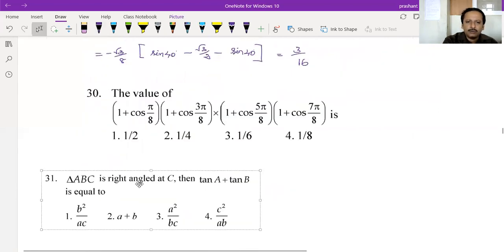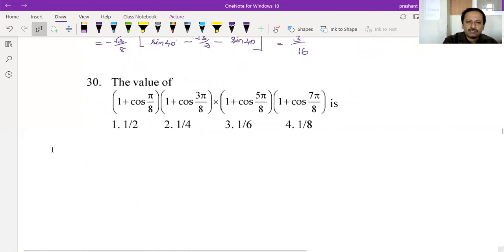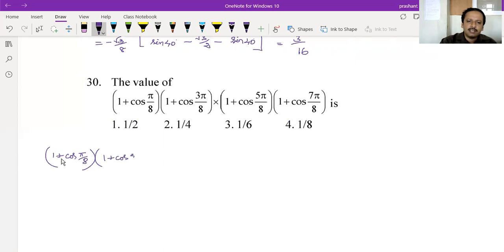Okay. So now, the next question, question number 30. The value of (1 plus cos pi by 8) into (1 plus cos 3 pi by 8) into (1 plus cos 5 pi by 8) into (1 plus cos 7 pi by 8). Yes. So I'll keep this 1 plus cos pi by 8 as it is. Similarly, 1 plus cos 3 pi by 8 as it is. Then, here, 5 pi by 8 is there.